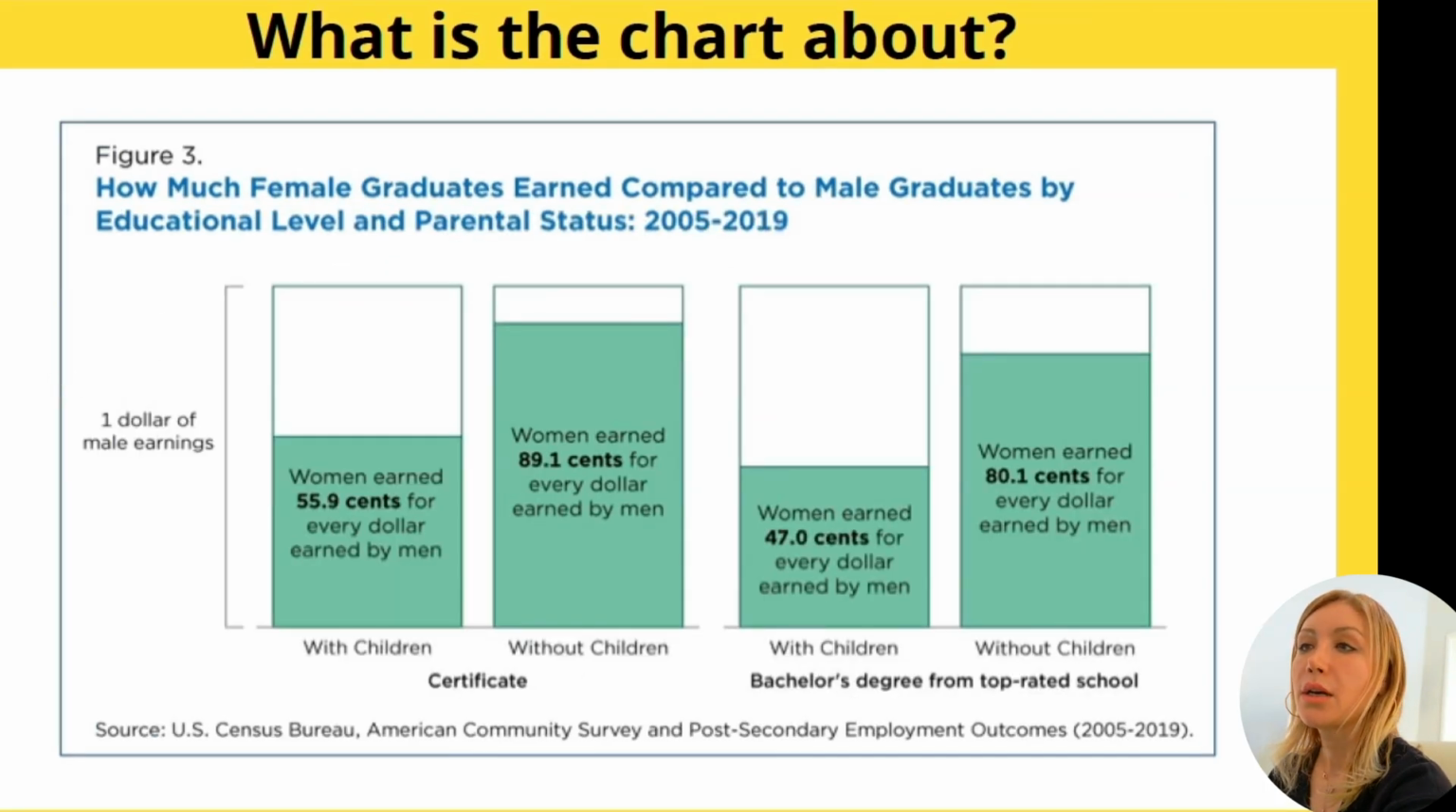Okay, let's look at another one. Okay, let's look at this one. This is another bar chart, like our earlier ones. But now the comparison is a little more detailed, right? So we have the certificate and the bachelor's degree, but now with children and without children.